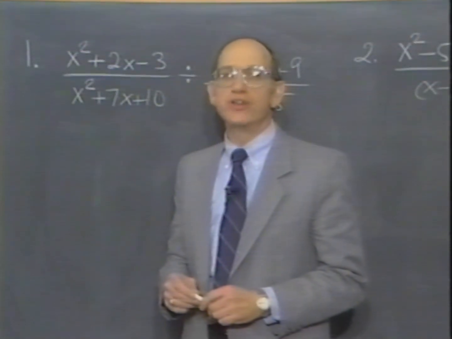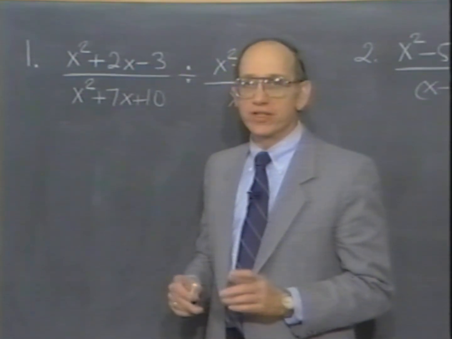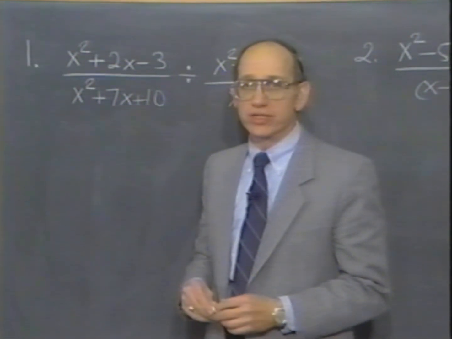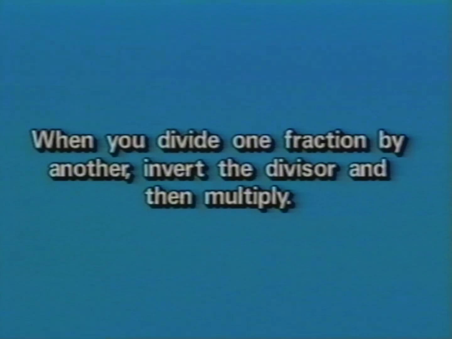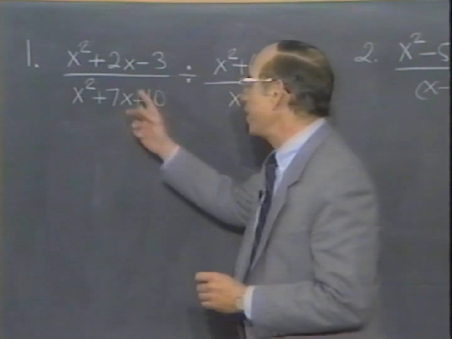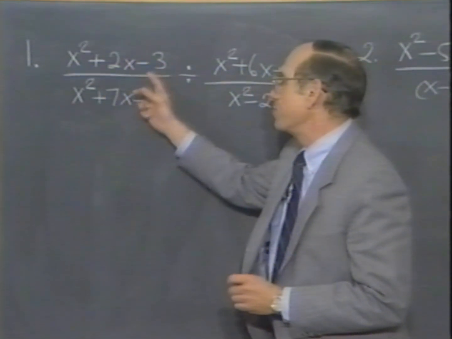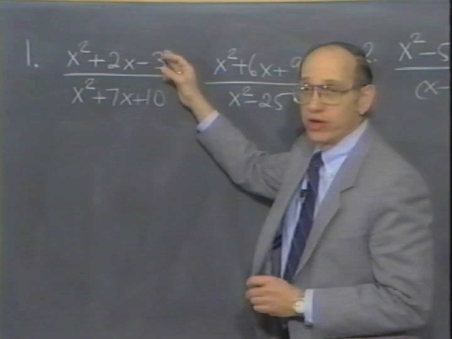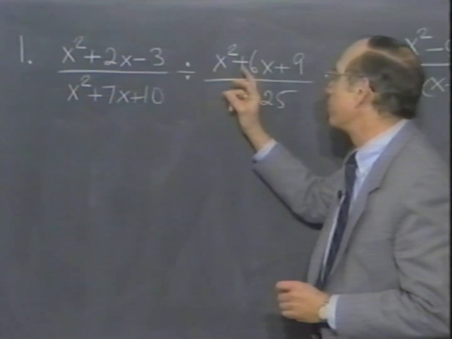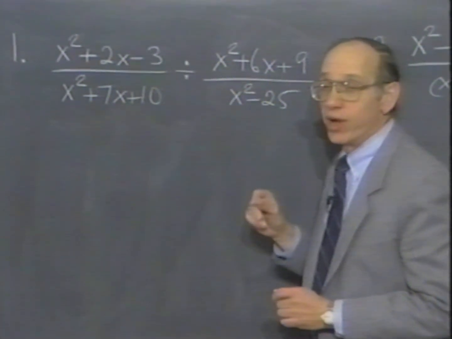Now we'll do some division problems. First thing you have to understand is how one divides fractions. Well, of course, you know how to divide fractions. When you divide one fraction by another, all you really do is invert the divisor, that's the second one, and then multiply. So for example, here we have x squared plus 2x minus 3 divided by x squared plus 7x plus 10, a trinomial over a trinomial, divided by a trinomial over a binomial.